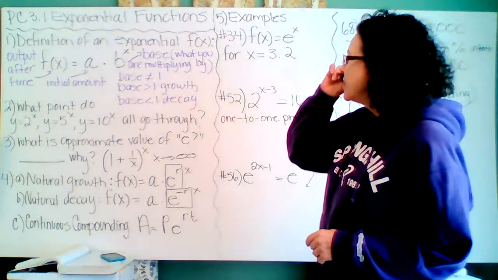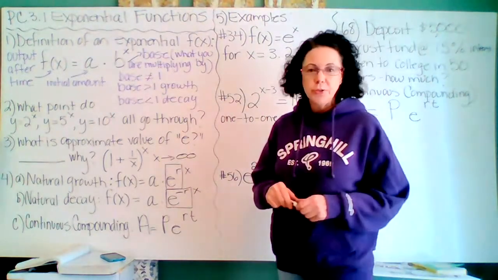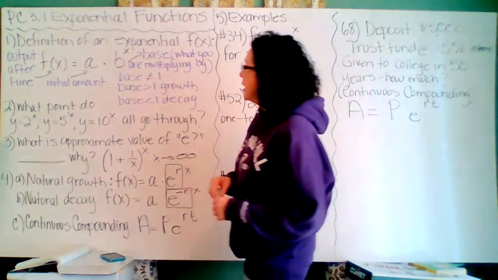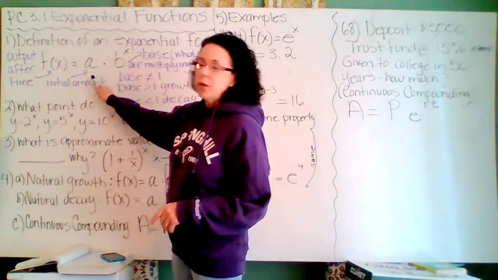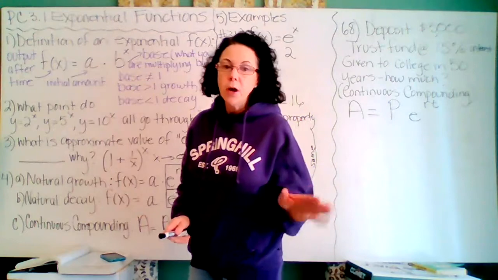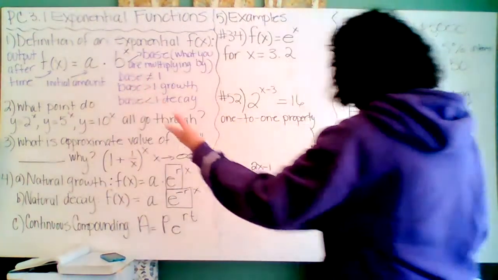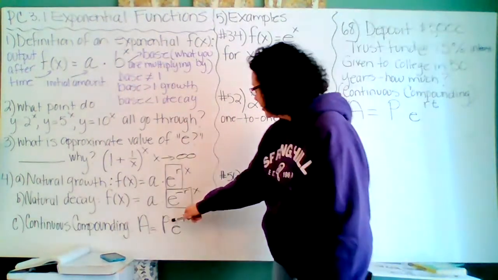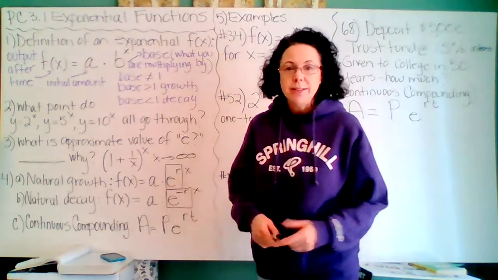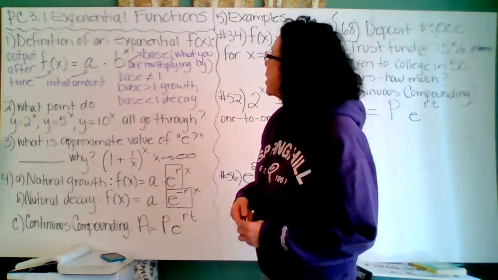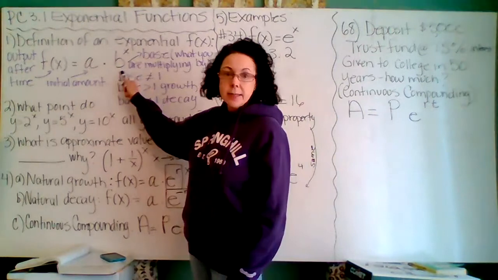Number one, the definition of an exponential function, which you studied in Algebra 2, is an initial amount, we call it A, or we can call it anything. It just is in that position. We could call it a P, sometimes we call it a C, times some base.